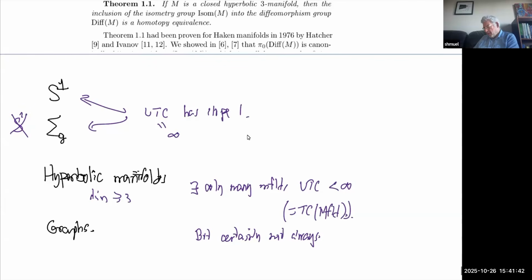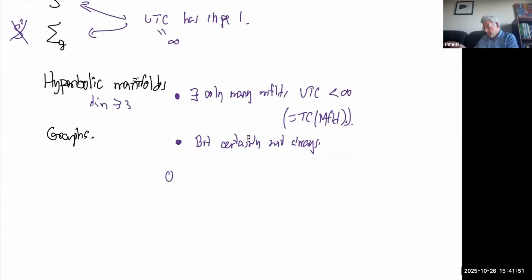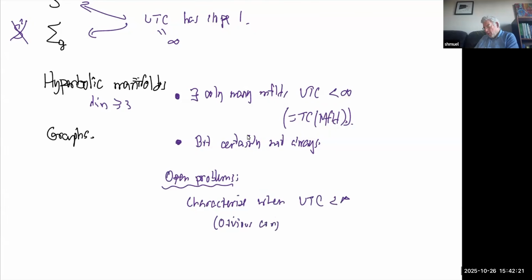Okay. So this is one point. This is the other one. And then the open problems. Well, of course, there are infinitely many open problems in this subject. But one of the open problems is to characterize when the universal topological complexity is finite. And I will just say that the obvious conjecture is false. Hopefully, there will be an obvious conjecture after I explain the other results.